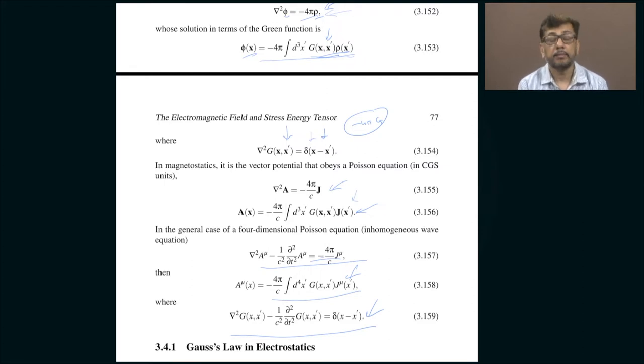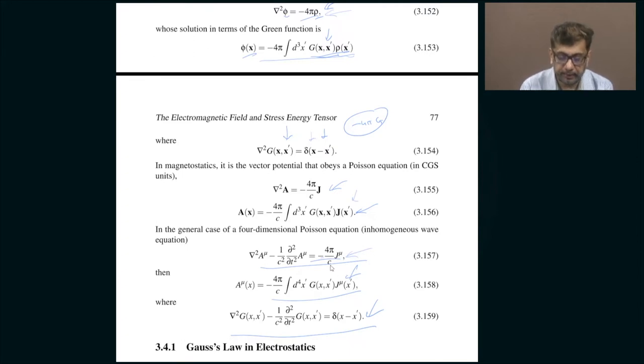That means the time component would correspond to the scalar potential and the space components would correspond to the vector potential. Put together, that could correspond to a four vector, and J mu is basically the four vector current. So, that would correspond to charge density and current density, and A0 would correspond to scalar potential, and A1, A2, A3 would correspond to the components of the vector potential.